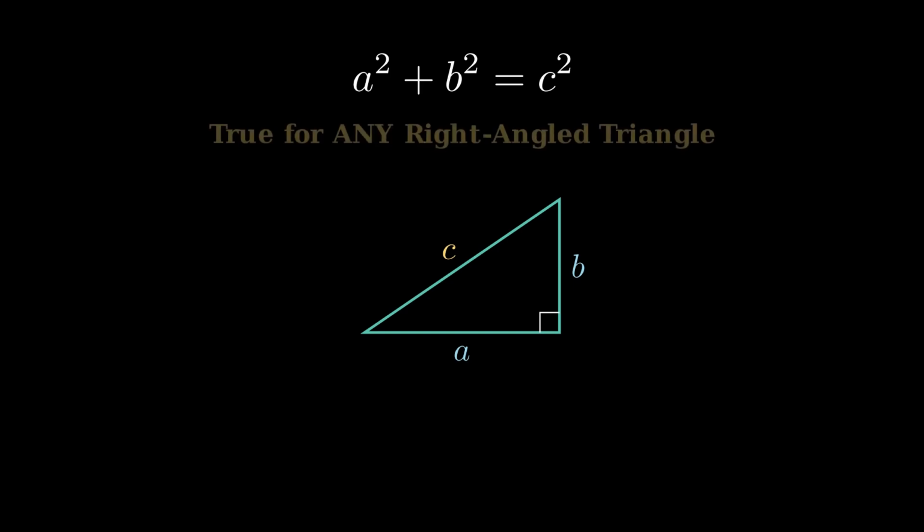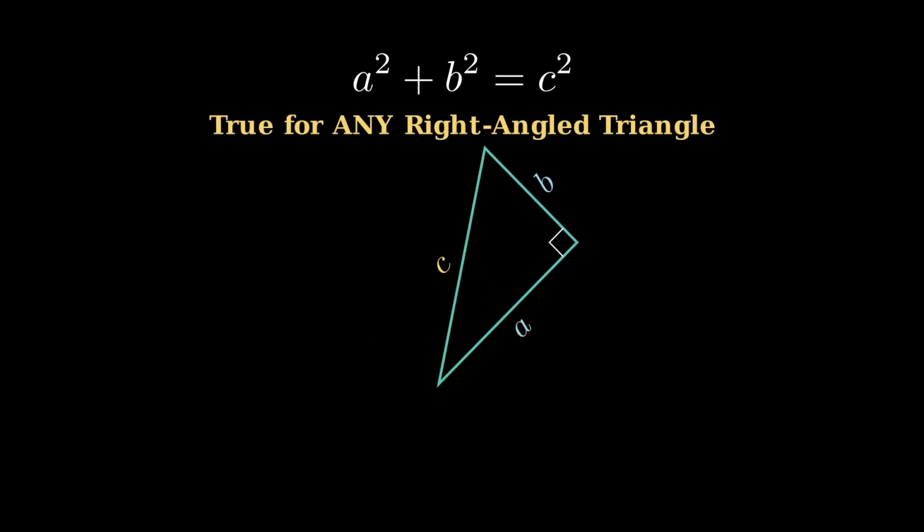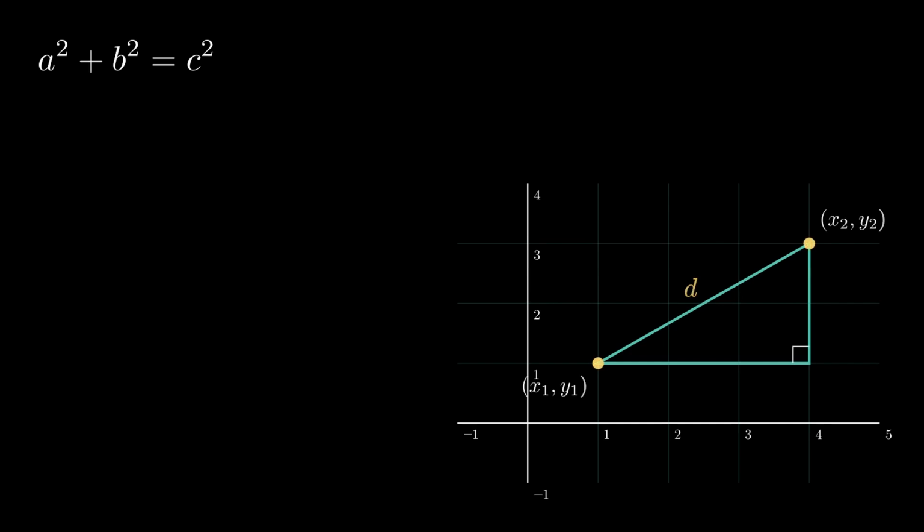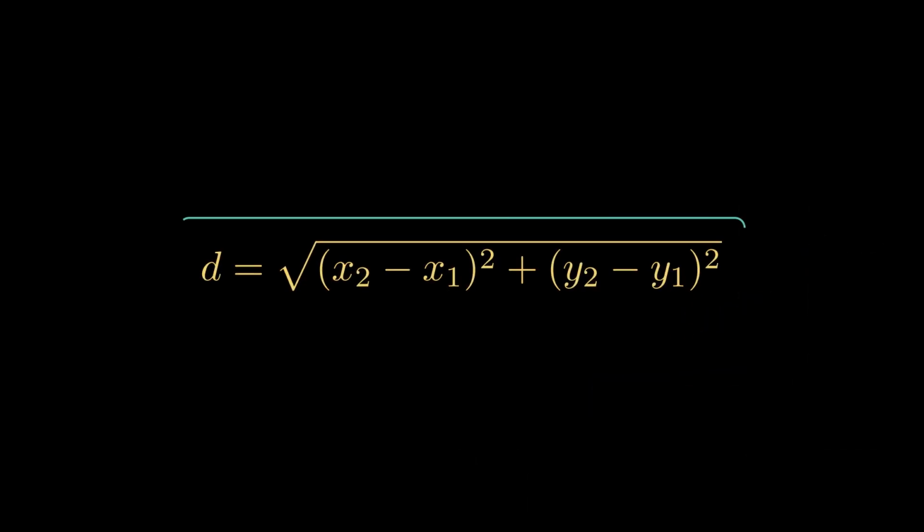The Pythagorean theorem states that for any right-angled triangle, the sum of the squared legs equals the square of the hypotenuse. No matter how you rotate, scale, or orient the triangle, this fundamental geometric relationship never changes. When we bring this exact relationship onto a coordinate plane, it unlocks a straightforward way to calculate the distance between any two points. In the next video, we will derive the distance formula step by step.